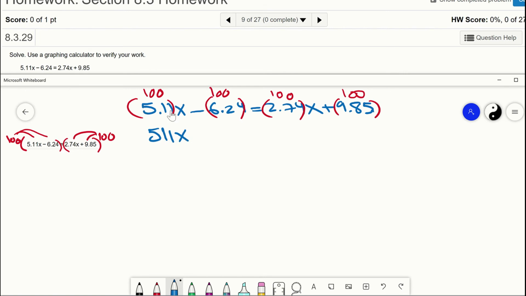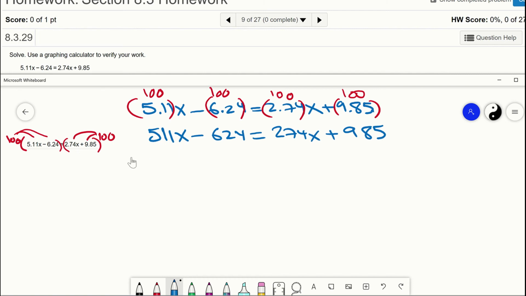So notice that we end up with 511x, because that's what 5.11 times 100 is. Multiplying by 100 moves the decimal 2 to the right, right? Minus 624 equals 274x plus 985. So now we have an equivalent equation, meaning an equation with the same solution that has no decimals in it. That's the nice thing about the multiplication property of equality, right? It helps you clear fractions as well as decimals.